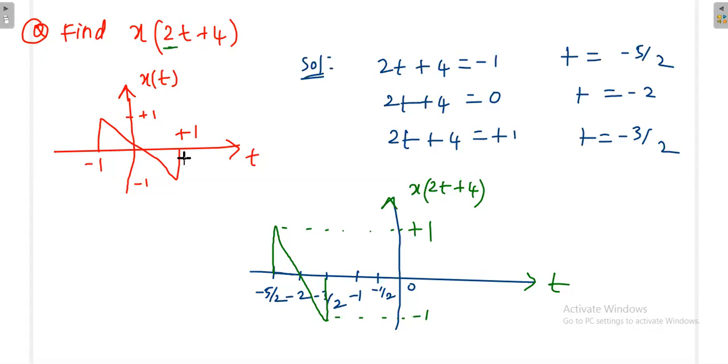Because already what is the time width? Already your time width is 2. But what is the new time width here? Your new time width is simply the difference between -5 by 2 and -3 by 2. Now your new time width will be 1 because it will be compressed by the factor of 2. So now you'll get the answer like this. And again you can do it by another method also.